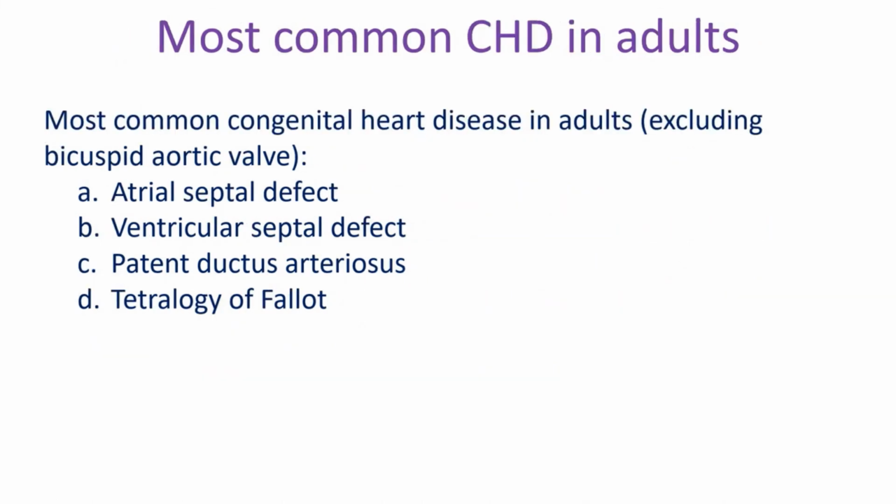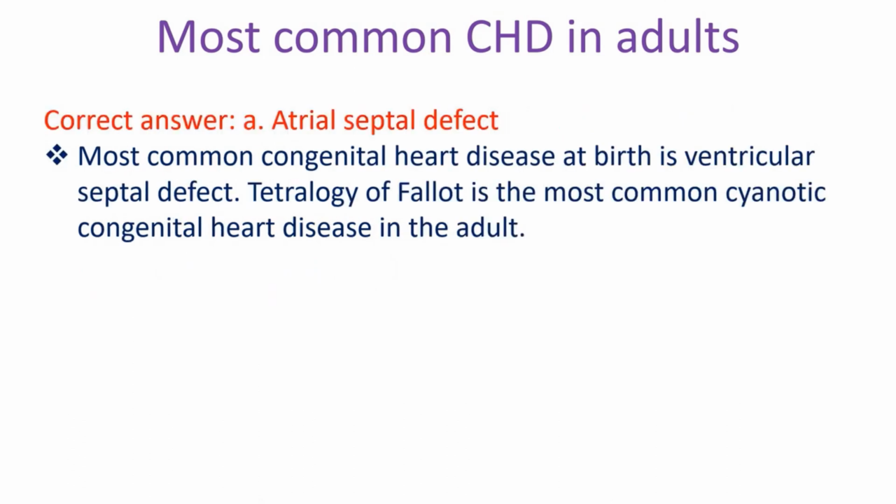Most common congenital heart disease in adults, excluding bicuspid aortic valve: A. Atrial septal defect, B. Ventricular septal defect, C. Patent ductus arteriosus, D. Tetralogy of Fallot. Correct answer: A. Atrial septal defect. Most common congenital heart disease at birth is ventricular septal defect. Tetralogy of Fallot is the most common cyanotic congenital heart disease in the adult.